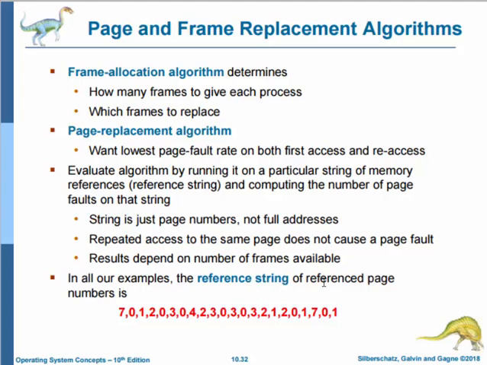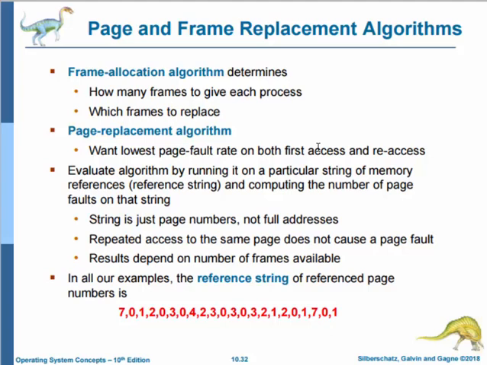So in this example, the reference string of page numbers is the following sequence: 7, 0, 1, 2, 0, 3, 0, 4, 2, 3, 0, 3, 0, 3, 2, 1, 2, 0, 1, 7, 0, 1.